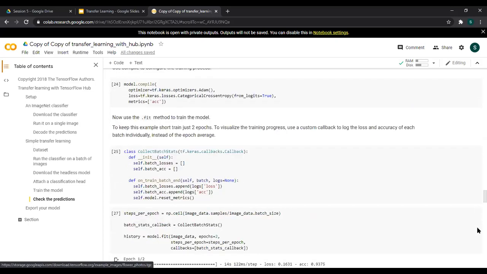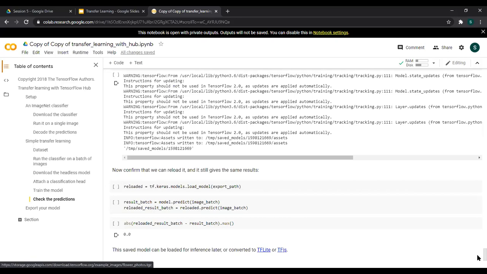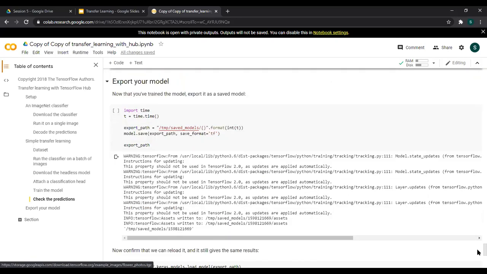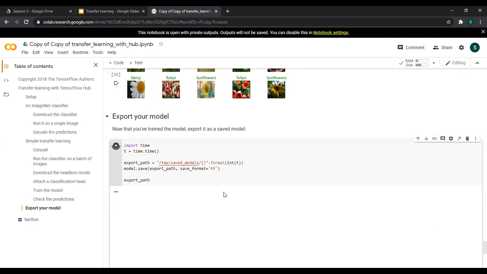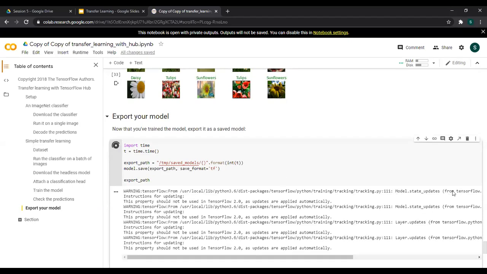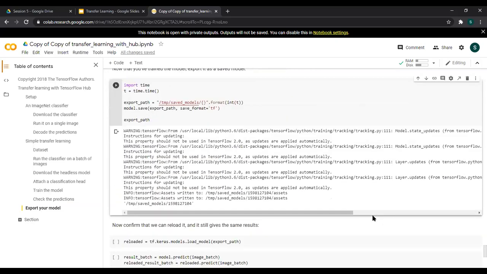So yeah, great job. Now I'm going to be showing you something pretty simple. It's just going to be exporting your model, exporting and saving it. So you just run this code in order to export it. And as you can see here, you get it as a saved model.